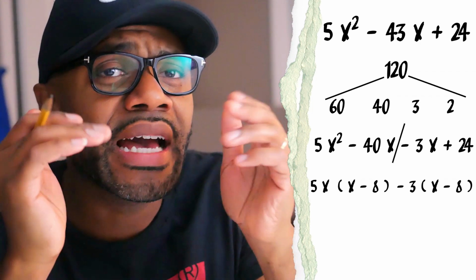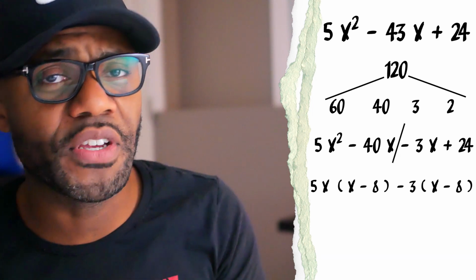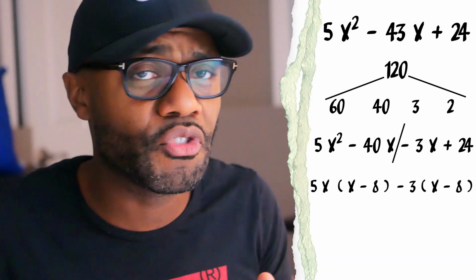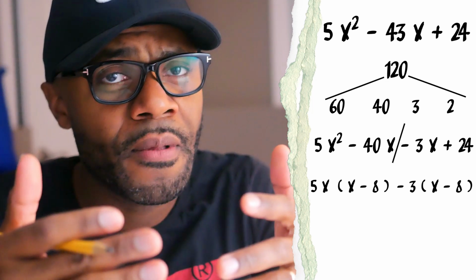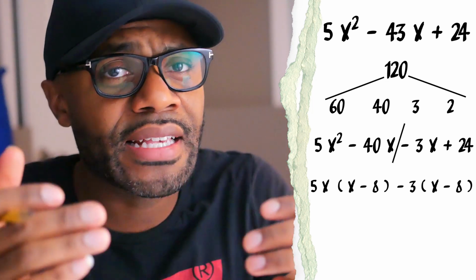But in this case, I'm just going to merge my coefficients. My coefficients are 5x and -3. I'm going to merge them into one single term. After that, I'm going to merge the terms that were next to them, which is x minus 8.